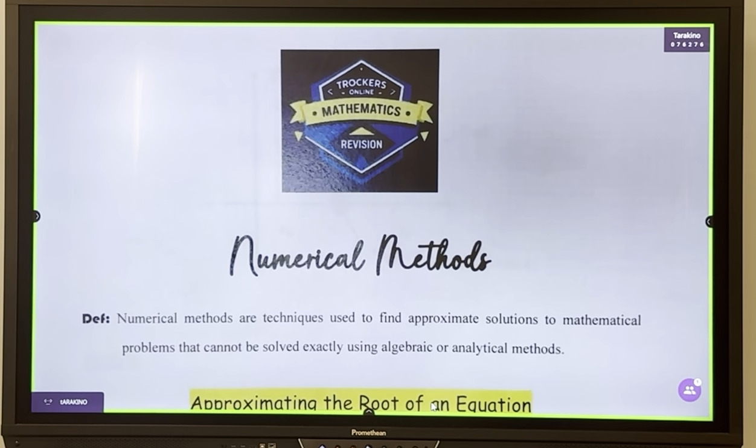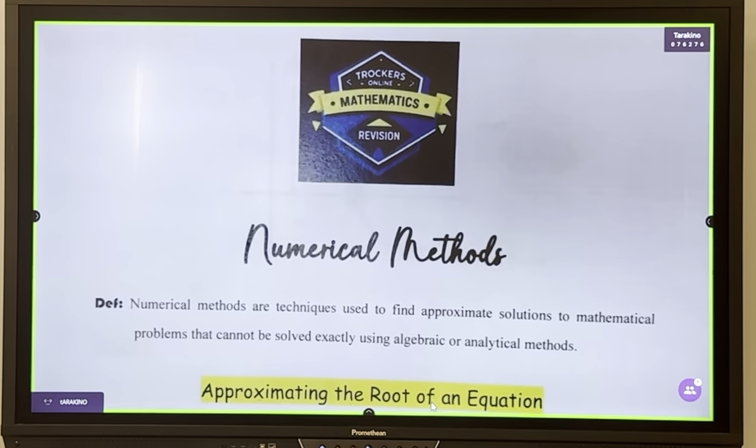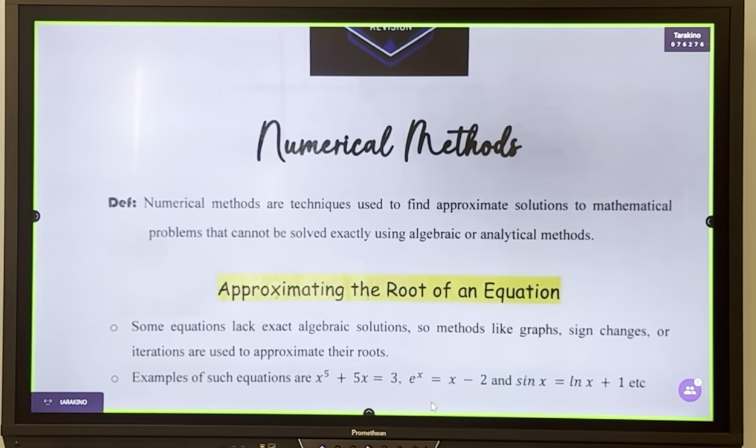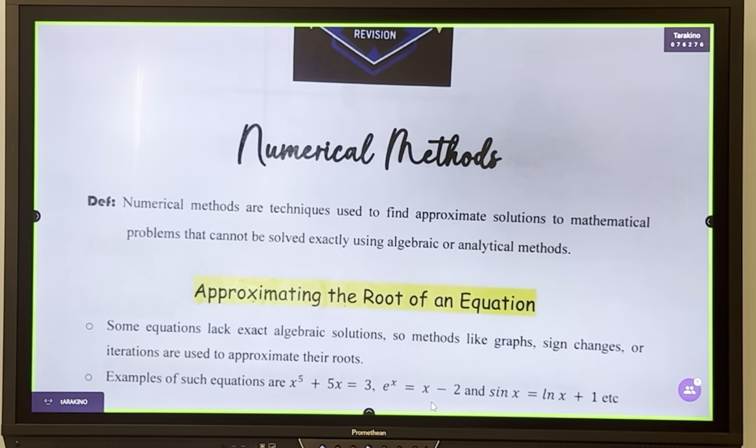Numerical methods are just techniques which are used to find approximate solutions to mathematical problems that cannot be solved explicitly or exactly using algebra or even analytic methods. So we employ what we call numerical methods. Right. So remember, since it's not a direct method and we're not getting an exact solution, we are going to approximate the roots, or estimate the solutions. It means we are not going to get the exact solution here, right?